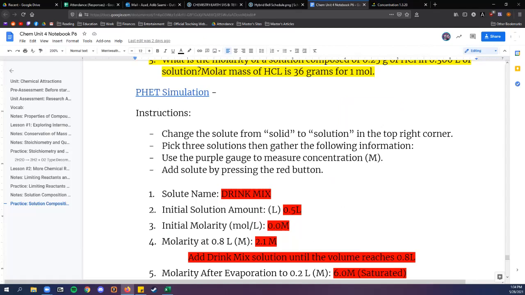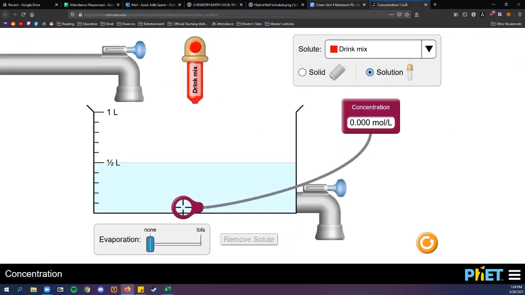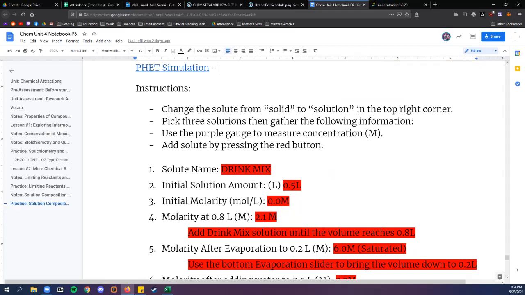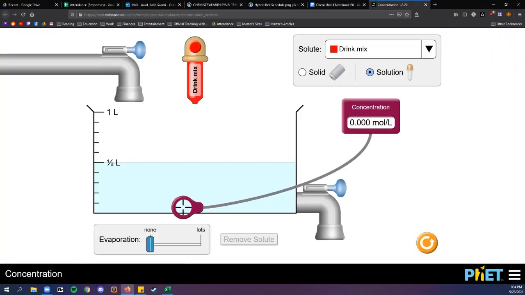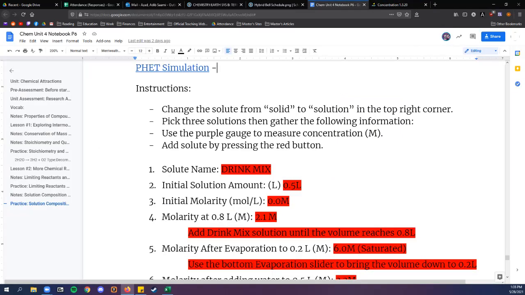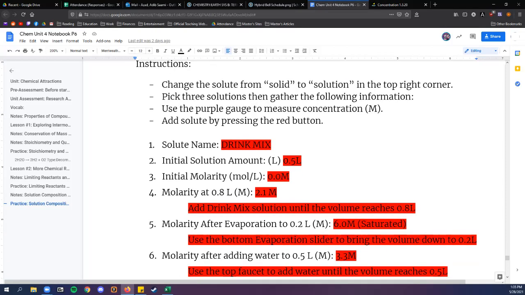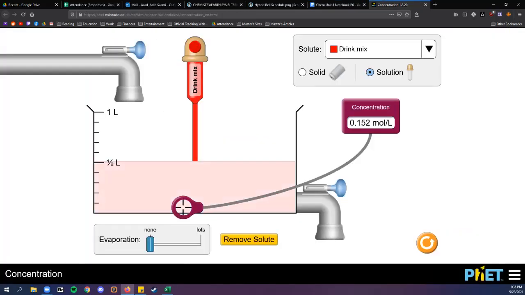What do we have? We have drink mix. That's our solute name. Our initial solution amount, well, we've got half a liter, so 0.1, 0.2, 0.3, 0.4, 0.5 liters. We start off with 0.5 and 0. What we're going to do is see what the concentration is once we add enough solution to bring the volume up to 0.8. So we're going to press the button and bring it up to 0.8.